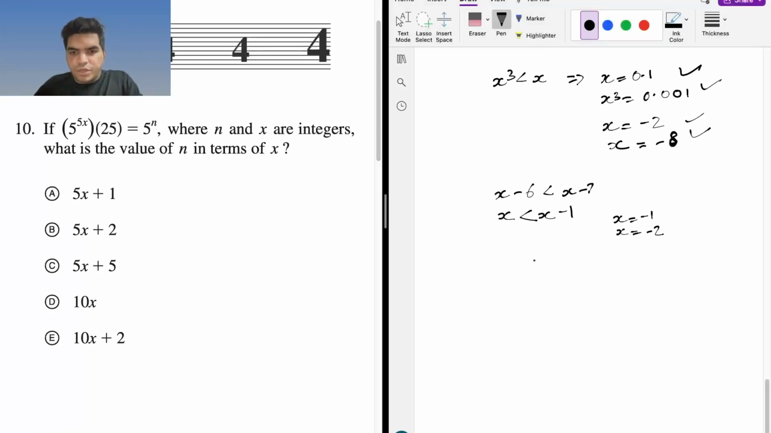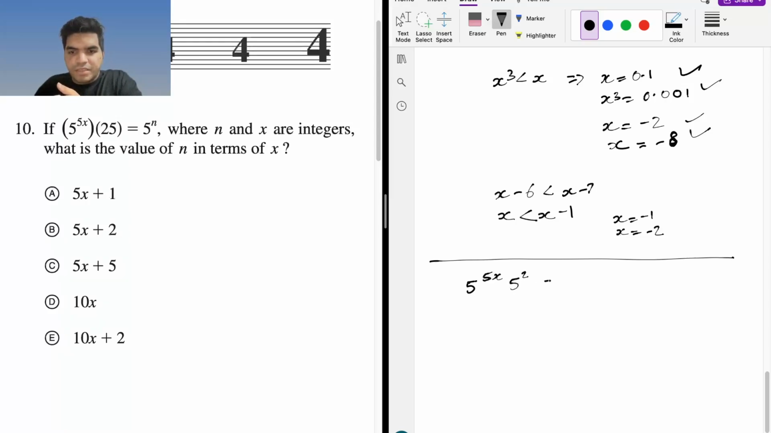Now, if you are good with the powers, exponents, and everything, this will be a very simple question. So we'll just rewrite. Given 5 to the power 5x multiplied by 25 is equal to 5 to the power n, where n and x are integers. What is the value of n in terms of x? Simple. We have to find out the relation between n and x here. It's an equality which is given. So 5 to the power 5x is given. Now we'll rewrite 25 as 5 to the power 2.